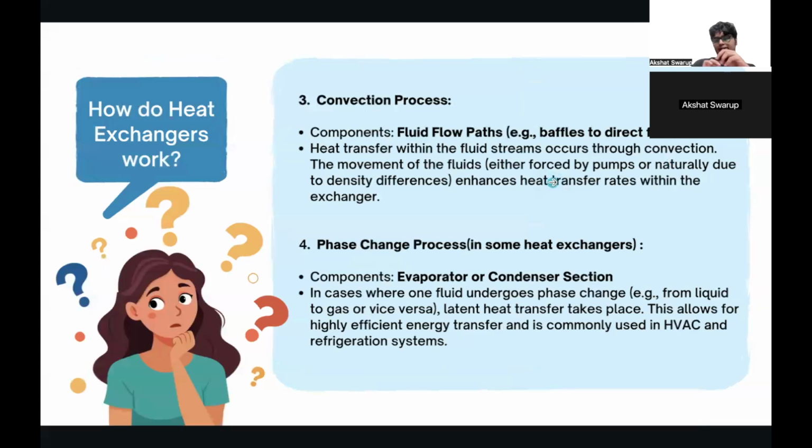Moving on, we have the convection processes, which are individual processes taking place inside the fluid itself due to difference in temperatures. And also, we have the phase change processes in some heat exchangers, in which one of the fluids is undergoing a phase change.